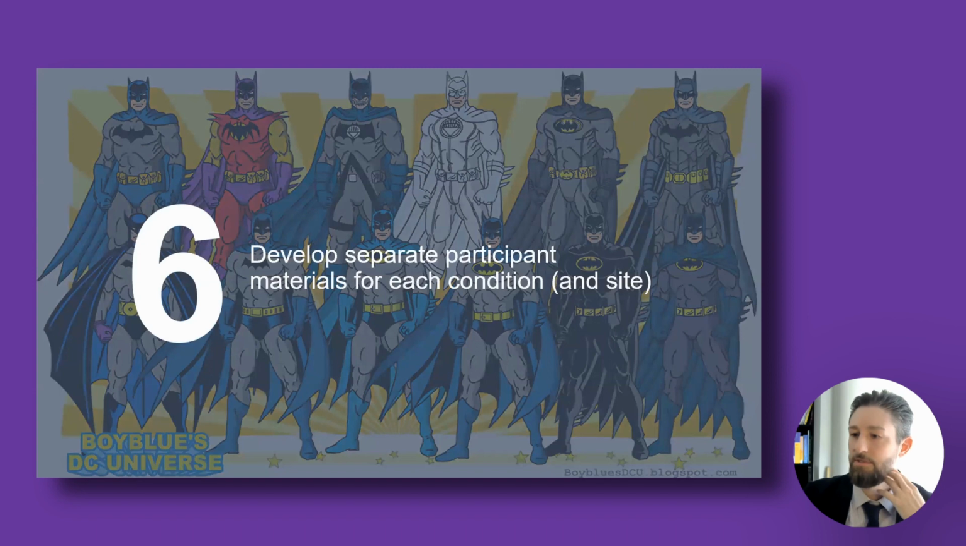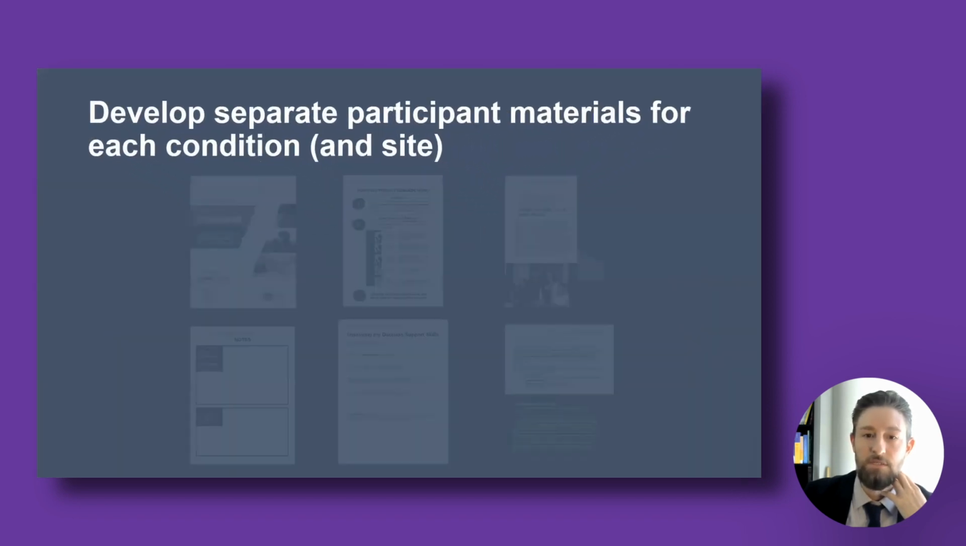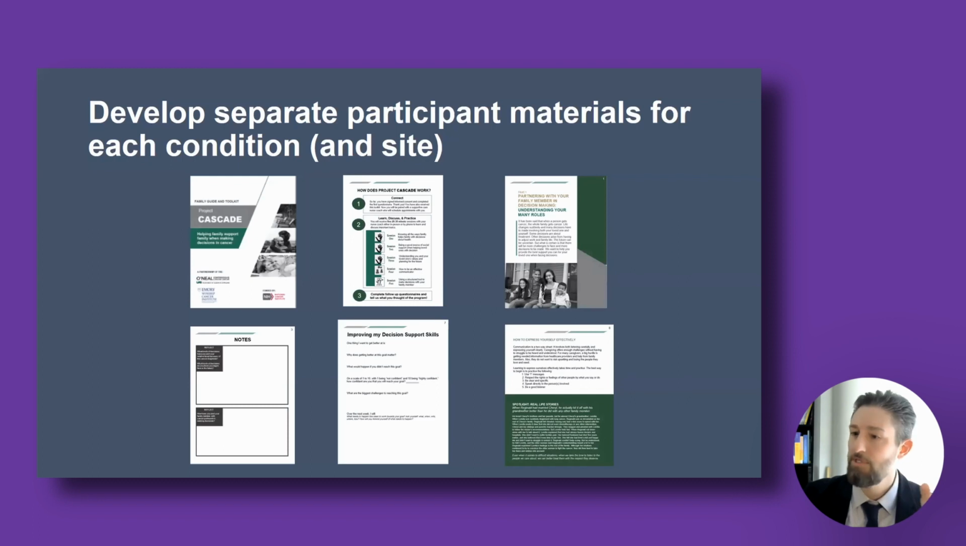The next one is to develop separate participant materials for each condition and each site. So, for example, these are some screenshots of our Cascade toolkit, and each toolkit is specifically tailor-made per condition. And I'll show this in a second, but we actually have 16 different folders, each condition with its own version of the toolkit for participants, so that we know that they're going to get what's being assigned for that condition. And this page is very specific, describing exactly what they're getting, specific to conditions.